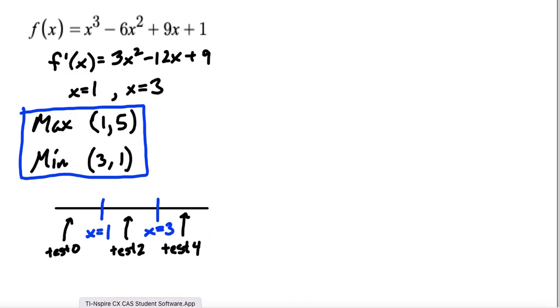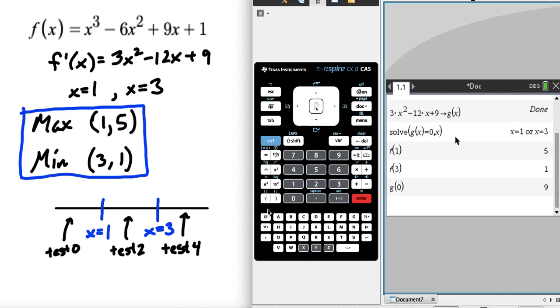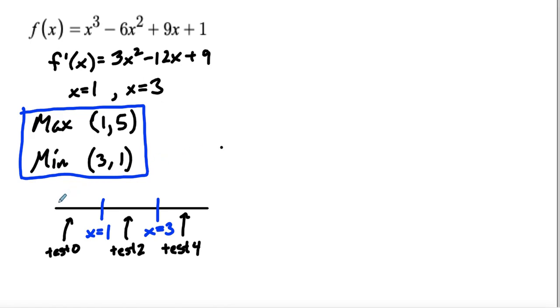So I'm going to go ahead and do that with the calculator because it's going to greatly speed up the process, right? Remember, I saved my derivative as g of x, so I can just go ahead and input 0. Now I got 9. So that's a positive number. So what does that mean? Well, that means the graph is increasing from negative infinity to 1.